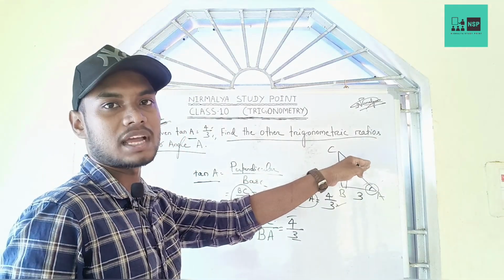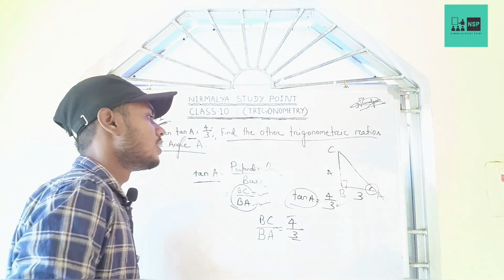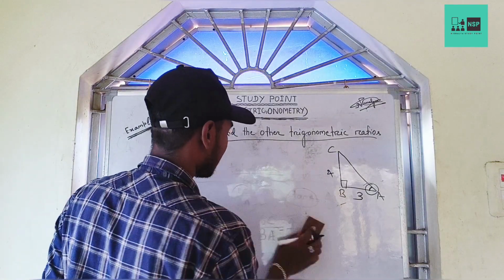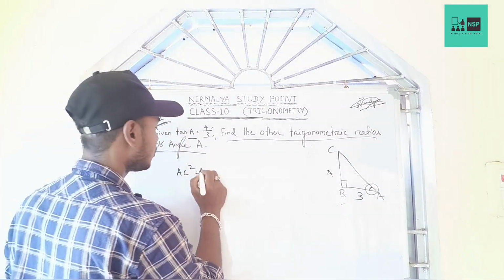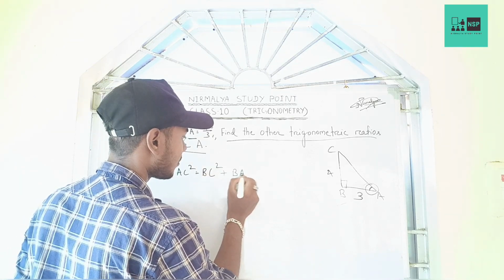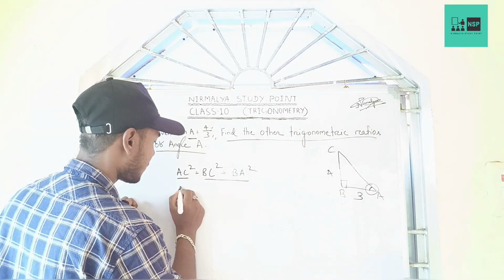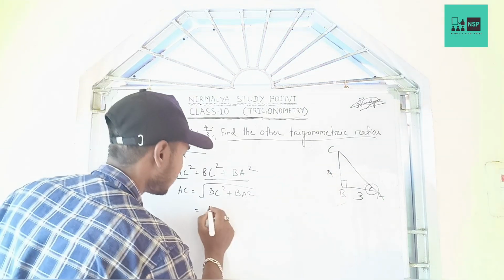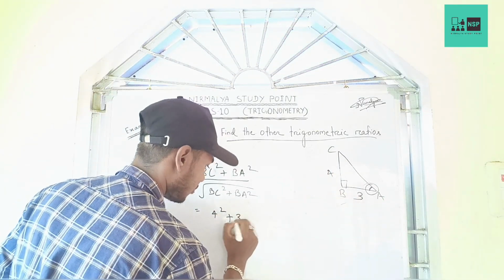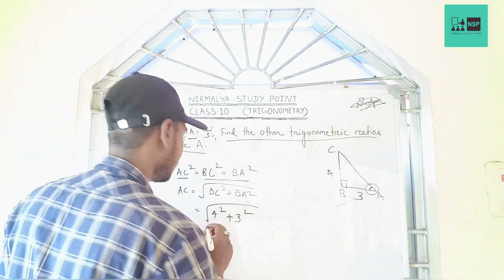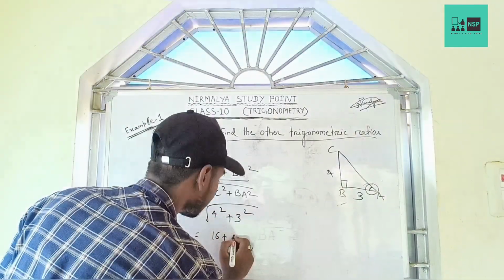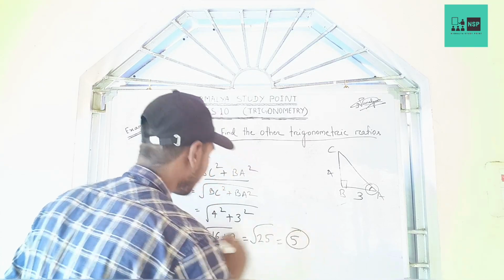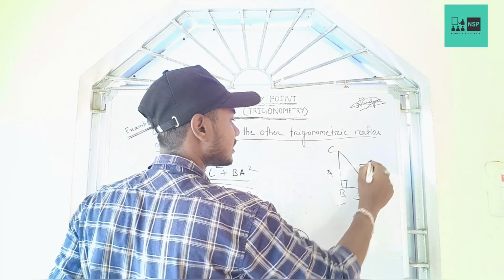So we will find out the value of hypotenuse to find all the ratios. As we know, hypotenuse square is equal to perpendicular square plus base square. So hypotenuse will be root over of BC square plus BA square, that is root over 4 square plus 3 square, 4 into 4 is 16 plus 3 into 3 is 9, root over 16 plus 9 is equal to 25. So root 25 is equal to 5. So AC is equal to 5.